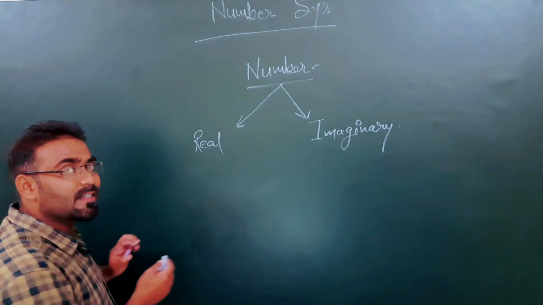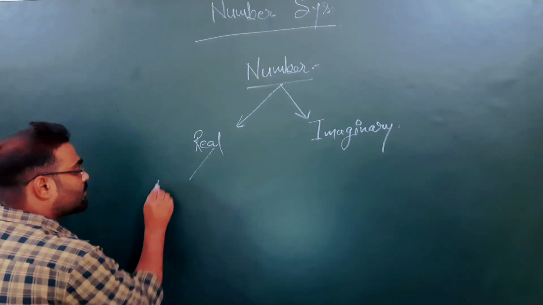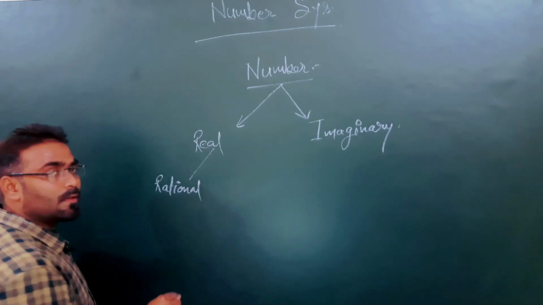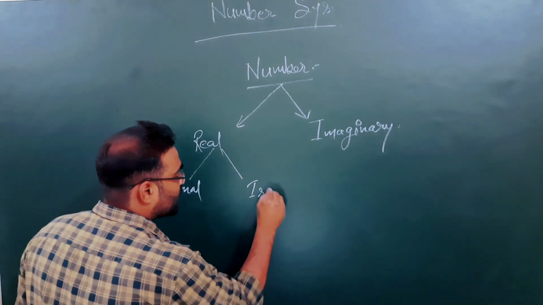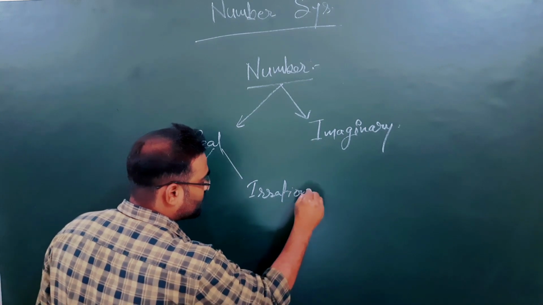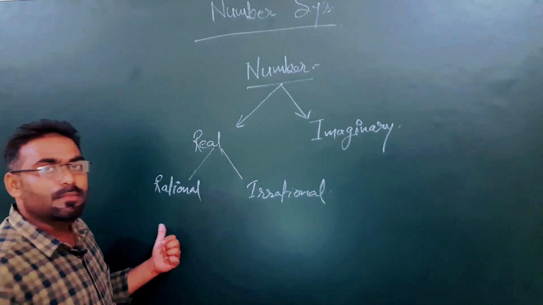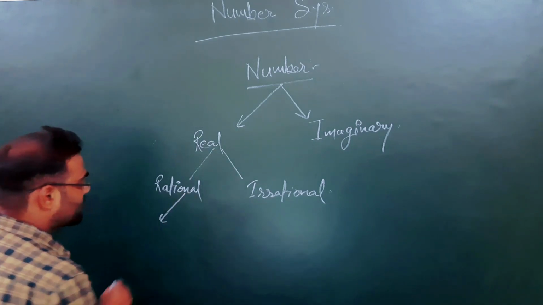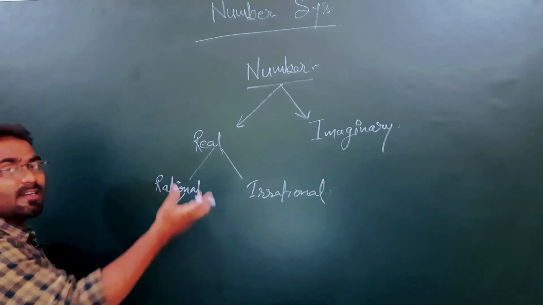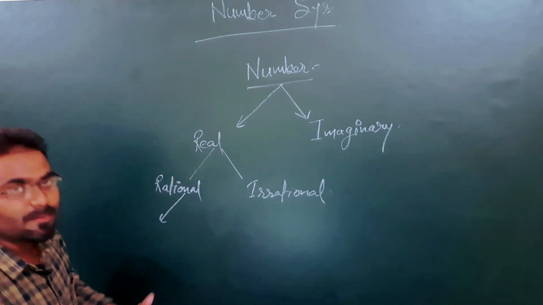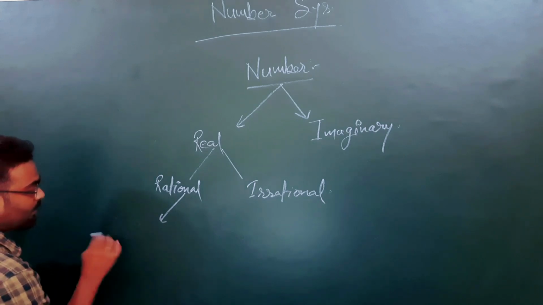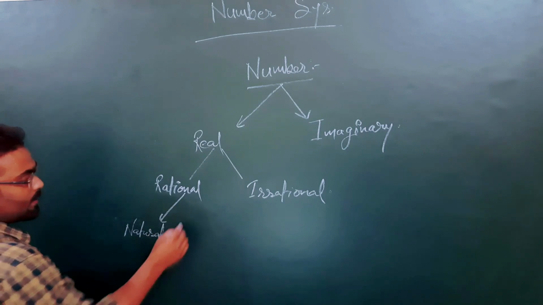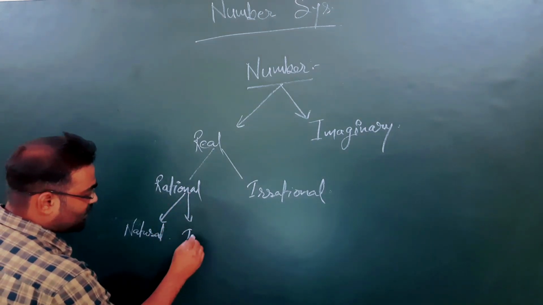Now the real numbers are further classified into rational numbers and irrational numbers. Rational numbers and irrational numbers. Clear? Now this rational number is further classified. Not exactly classified, but this rational number can be of many types, okay? It can be natural, it can be integer.